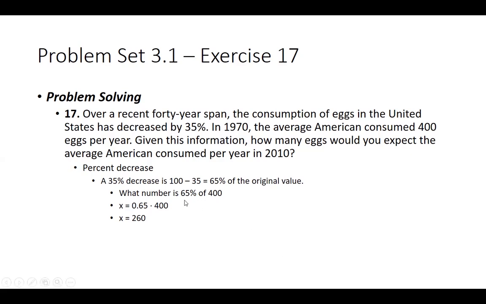What's the smaller value? 65% of 400. Direct translation would be x equals 0.65 times 400. And 0.65 times 400 calculates as 260. So in 2010, you would expect the average American consumed 260 eggs per year.